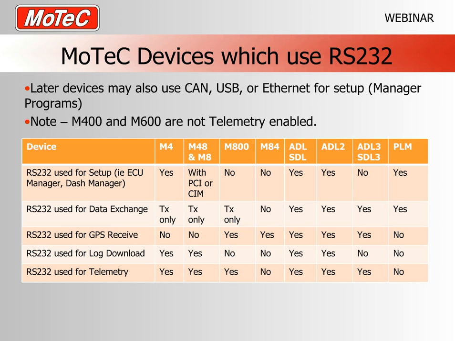This is where we can transmit data, for example, from the engine computer back to the pits via a radio link, and most of our devices have been enabled for this type of function. The only ECU that isn't is the M84, but the M4, M48, M8 and M800 family will all transmit RS232 data for our telemetry monitor system, as will our ADL dashes, and of course the PLM won't, because it's not designed for that sort of application.